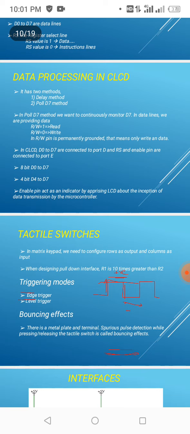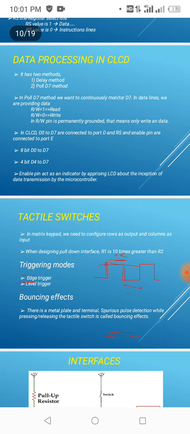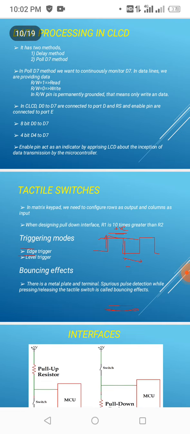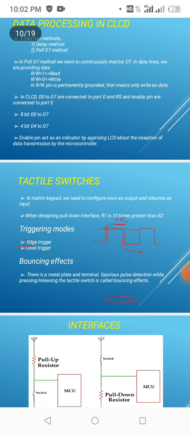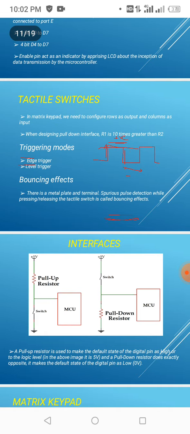Next, we see tactile switches. In the matrix keypad, we need to configure rows as output and columns as input. In designing a pull-down interface, R1 is 10 times greater than R2. There are two triggering modes: edge trigger and level trigger. Next, the bouncing effect. There is a metal plate and terminal. Spurious pulse detection while pressing or releasing the tactile switch is called the bouncing effect.